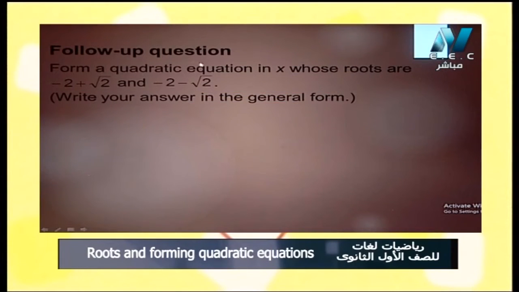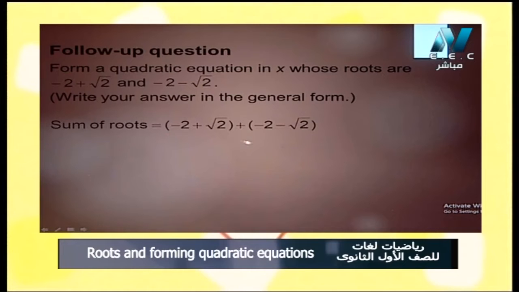Okay, follow-up question. Form a quadratic equation in x whose roots are negative 2 plus square root 2, and the other negative 2 minus square root 2. Write your answer in the general form.